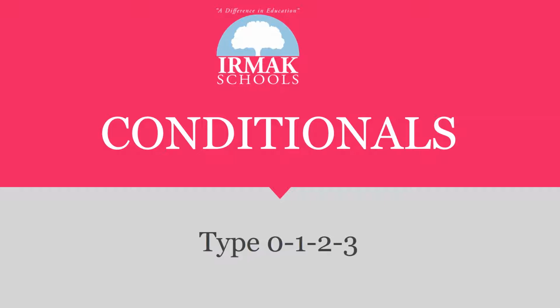What is a conditional sentence? Conditional sentences are used to express a cause and an effect, a situation and its result. So there are four types of conditionals: zero conditional, first conditional, second conditional, and third conditional. First of all, we will revise zero, first and second conditional, and then mostly focus on the third one. So let's start.